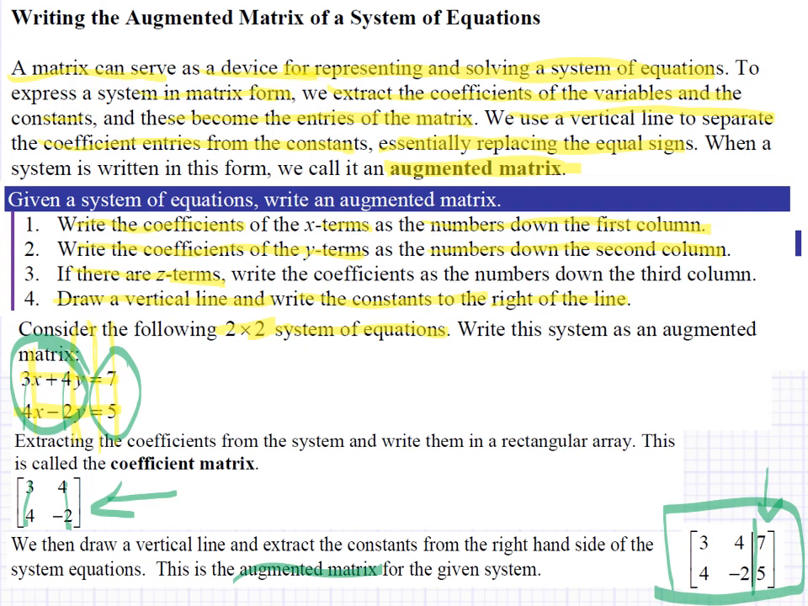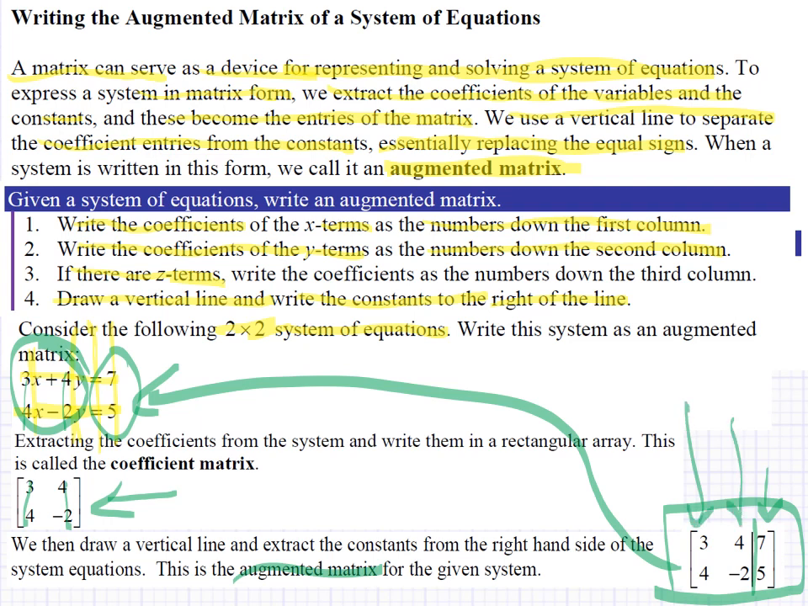This is the same thing as if we write this system here, but we'll extract the x's and y's. Just know this first column represents the x's, the second column represents the y's, the straight line is the equal sign, and then the other side is our constants. So you can see it's a very easy thing to do to switch a system of two linear equations with two variables into an augmented matrix.